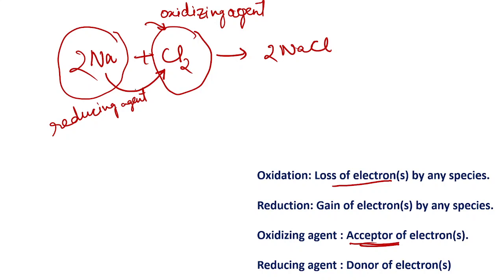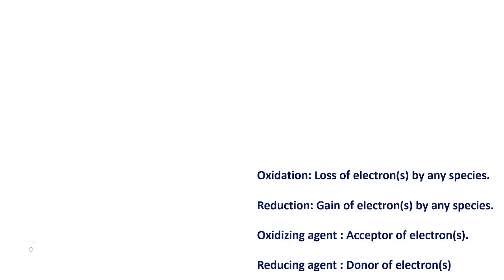What I will say is that the atom which undergoes oxidation will be your reducing agent, and the atom which undergoes reduction will be your oxidizing agent. It is a bit confusing, but if you see this chart again and again, you can understand it. Oxidizing agent means the one which will accept the electron, and reducing agent means the one which will donate the electron. So this is your oxidation reduction in terms of electron transfer.